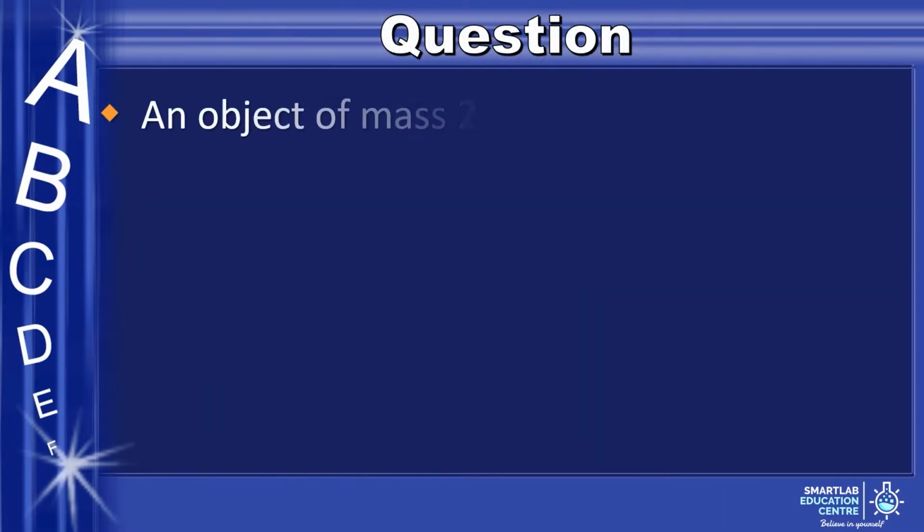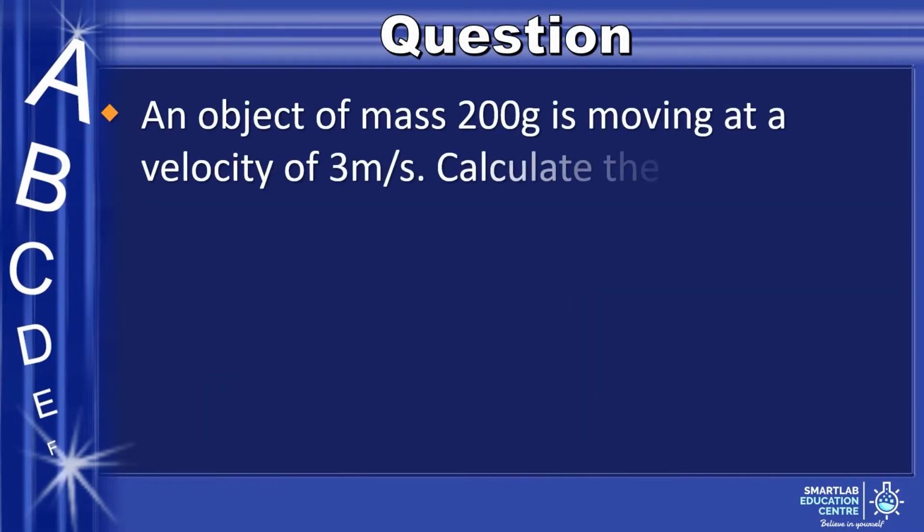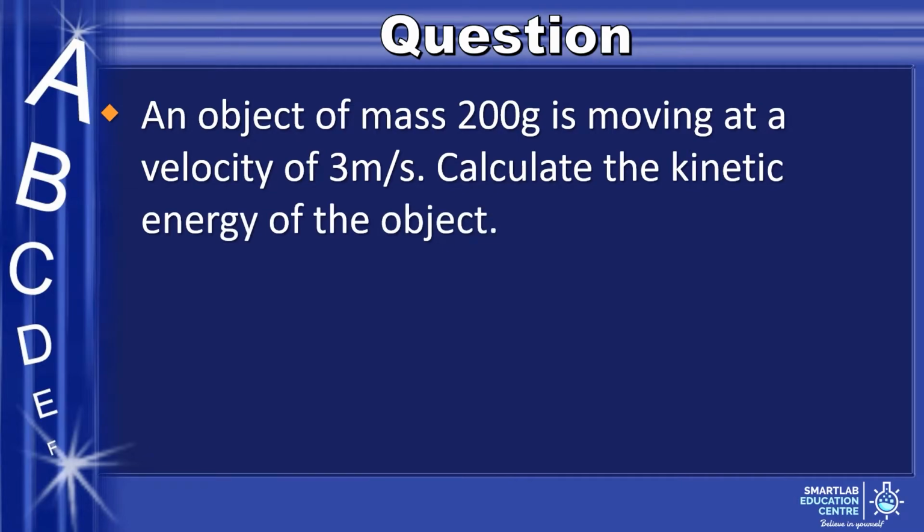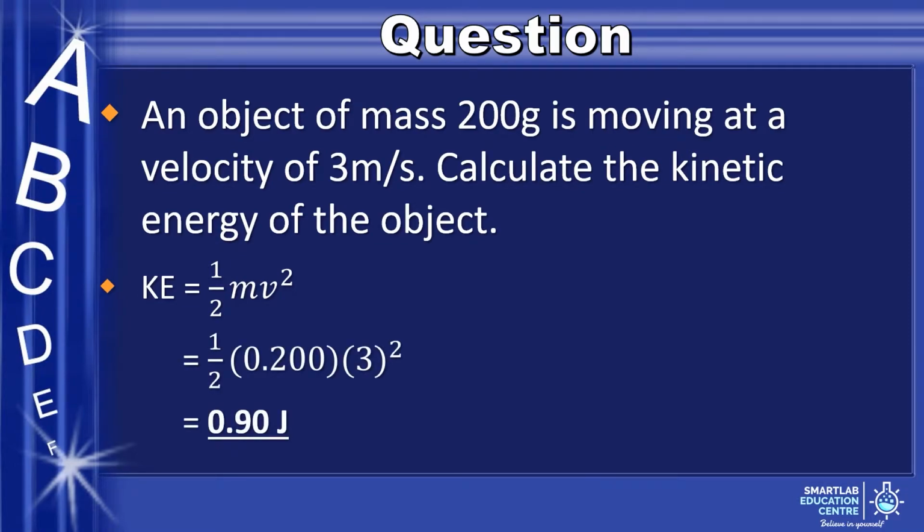An object of mass 200 grams is moving at a velocity of 3 meters per second. Calculate the kinetic energy of the object. Do you recall the formula of kinetic energy? It is half mv squared. By substitution, this should give us 0.90 joules.